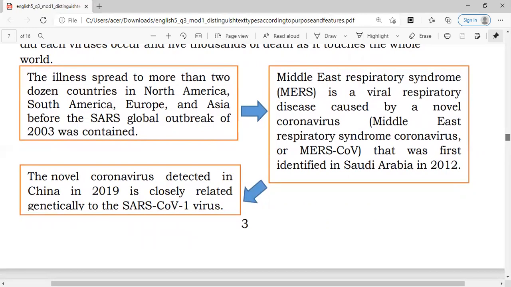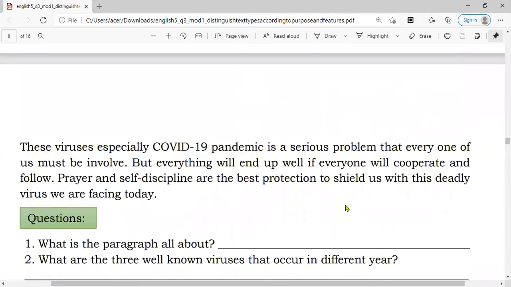Okay, so this virus, especially the COVID-19 pandemic, is a serious problem in which every one of us must be involved. But everything will end up well if everyone will cooperate and follow. Prayer and self-discipline are the best protection to shield us from this deadly virus we are facing today.